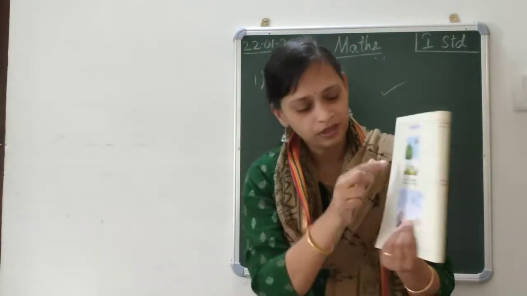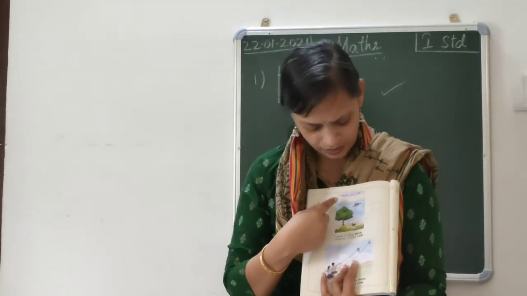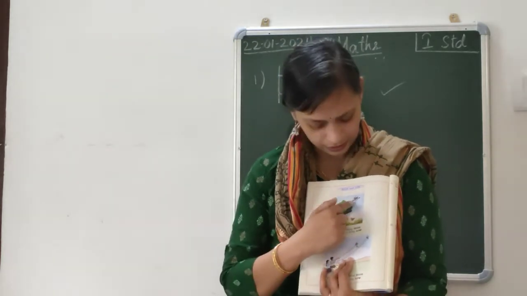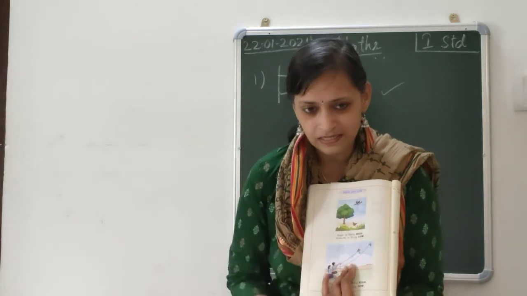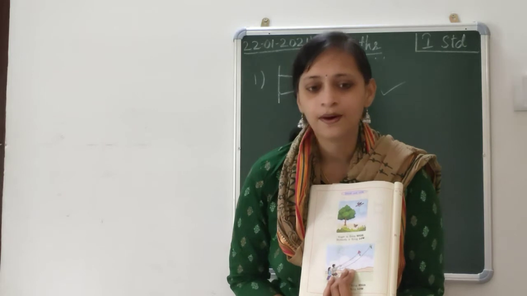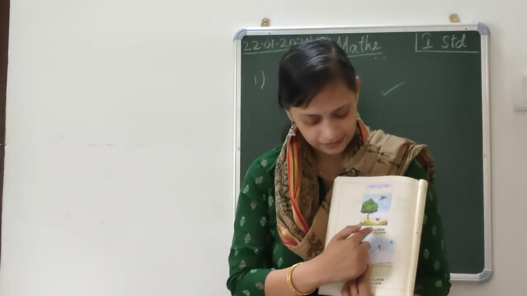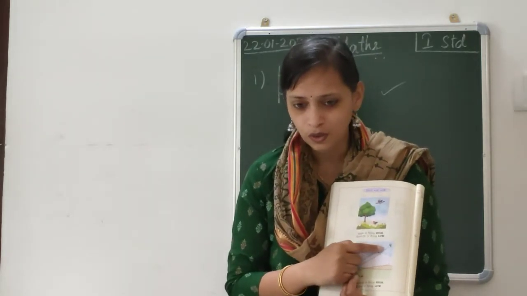Now here, if you see the picture here, which bird is flying? You can see one bird is flying high. Which bird is flying high? Very good, eagle is flying high. And which insect is flying low? Butterfly, very good. So here, eagle is flying high while the butterfly is flying low.